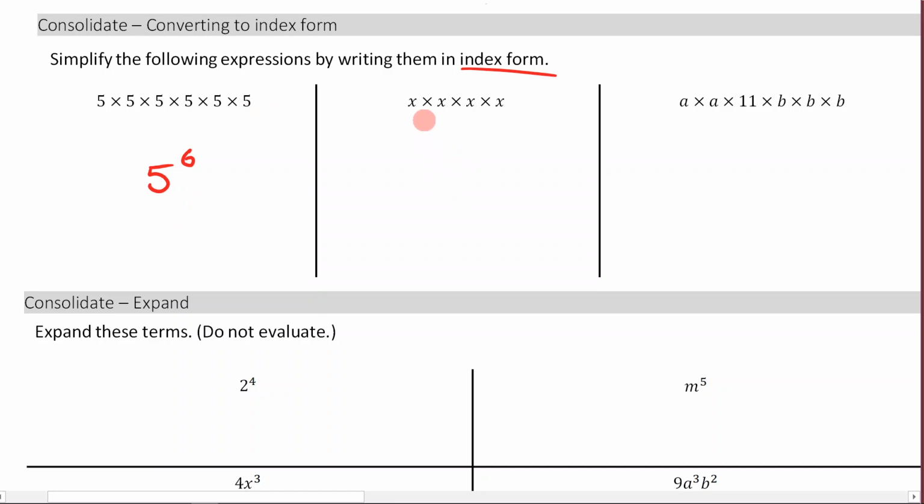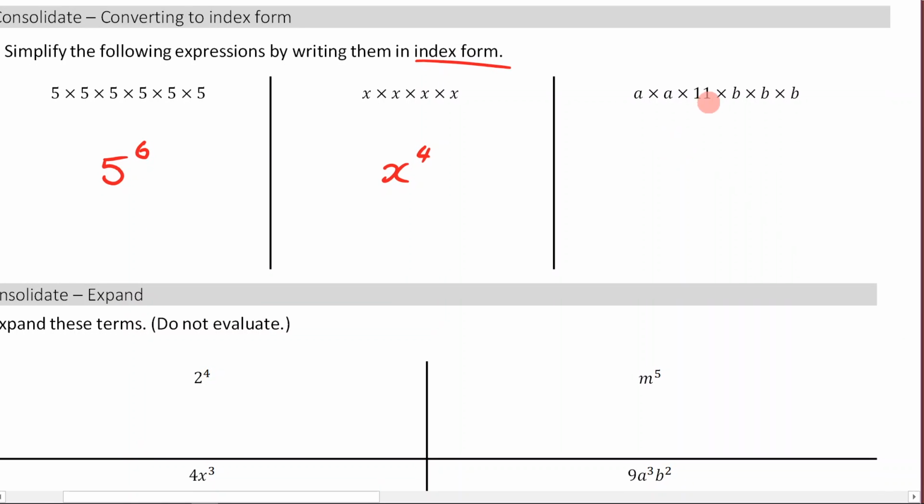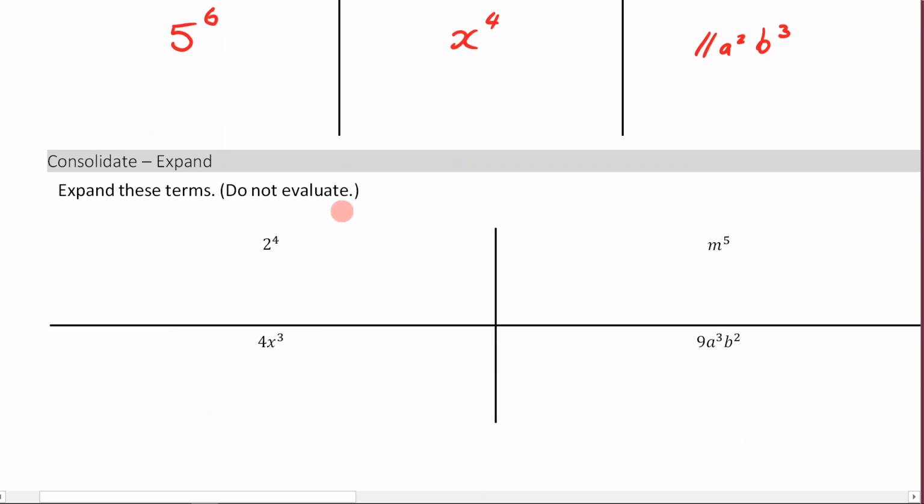If I come over here, I have x times x times x times x. So that means x is my base, and I have 1, 2, 3, 4 of them. So 4 is my power. We come over here now. Here I have 11. Now I know 11 is going to go out the front. I have 2 a's, so that's a squared. Then I have 1, 2, 3 b's, so that's b cubed. And that's how I write it, just like that. Perfect. Let's now keep on going.